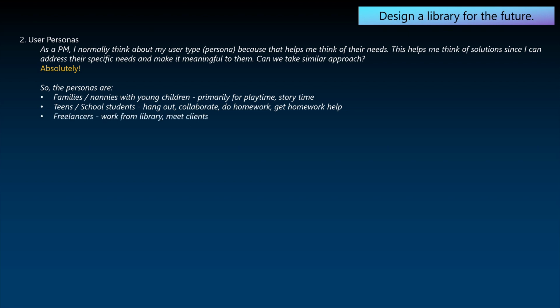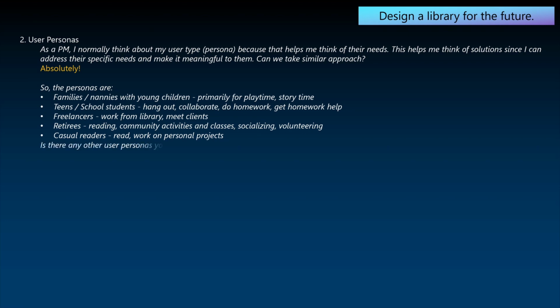The third is freelancers for whom the library is sort of a place of working as well as a place where they can go ahead and meet clients. The fourth category is retirees for whom the library is a place for reading, for community activities and classes, for socializing and for volunteering. And the last category is casual readers for whom the library is a place to read and work on their personal projects. Then I'll ask my interviewer, is there any other user persona we have in mind? And let's say that the interviewer mentions that no, let's go ahead with our defined categories.